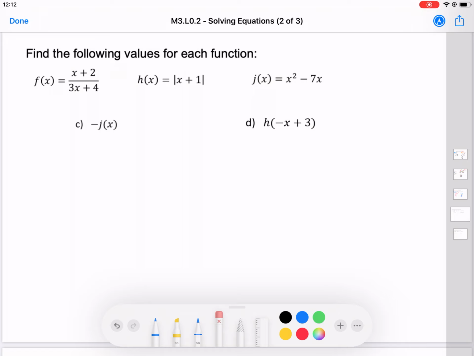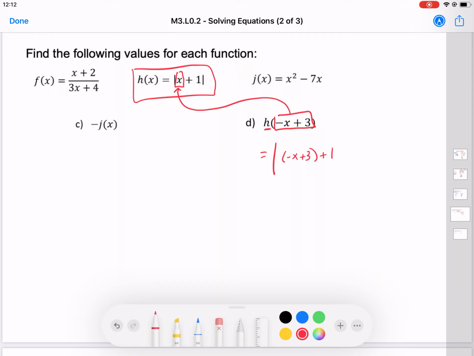Same idea. Okay. Now I'm actually going to skip C for a second. I'm going to do D first. So for D, we're doing the absolute value function, so this h function. But we're going to put -x plus 3 in for x. So we'll get the absolute value of, I'm going to go ahead and put it in parentheses, -x plus 3. And then we got the +1, all that's absolute value.